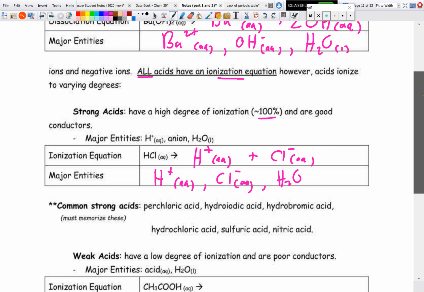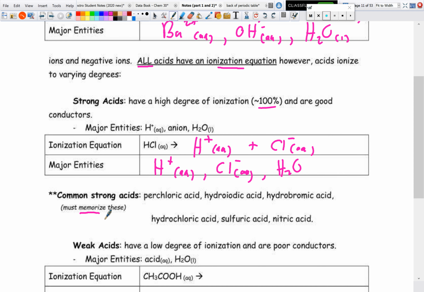Now, as for the acids, you will notice the 6 common ones, you do have to have them memorized. So we have our perchloric acid, HClO4, our hydroiodic acid, HI, hydrobromic acid, HBr, hydrochloric acid, HCl, sulfuric acid, H2SO4, and nitric acid, HNO3. So you will have to know all of these here if they show up.